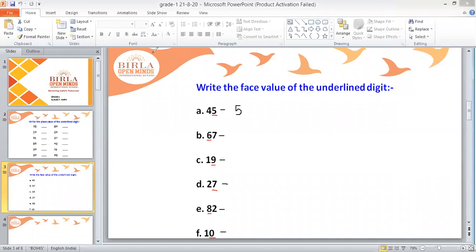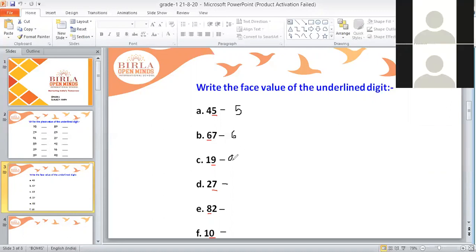Swarnika, you tell me what is the face value of number 6? Yes, ma'am. Face value of 6 is 5. No, face value of any number is the number itself. So face value of 6 is 6. Yeah. And with face value of number 9, 9. Very good. Face value of 9 will be 9.